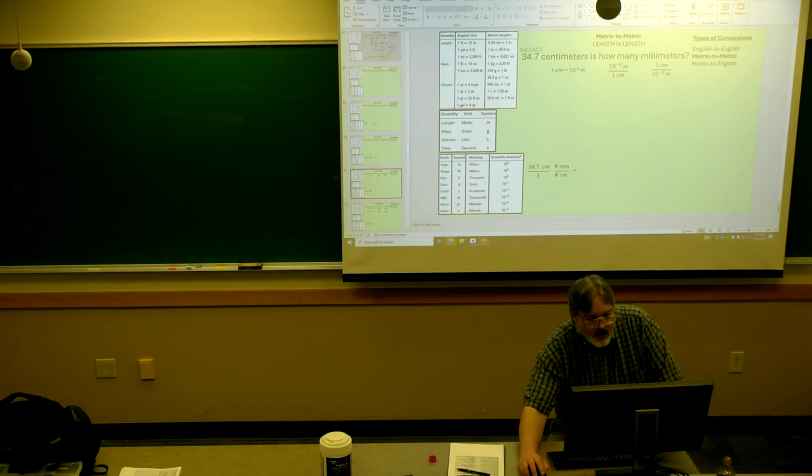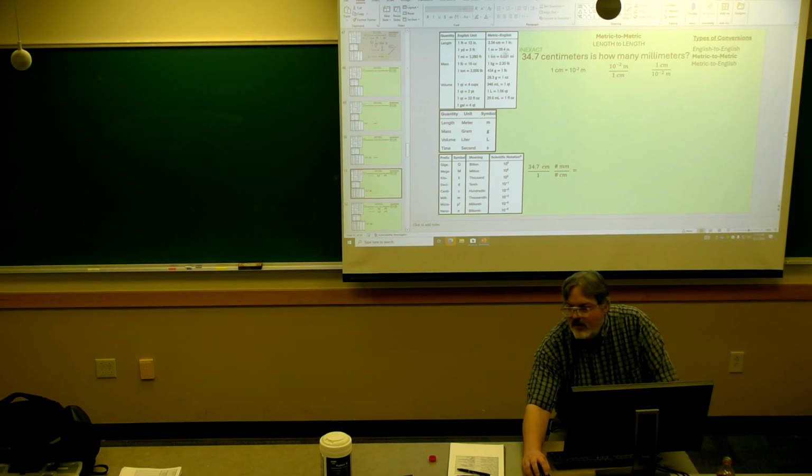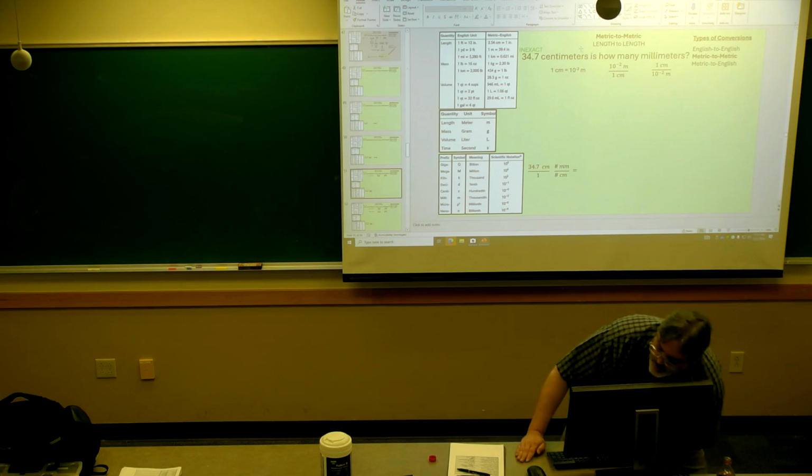So here I've got 1 centimeter equals 10 to the negative 2 meters. That's not in here anywhere. You don't see that. You see 1 foot equals 12 inches. You see 1 meter equals 39.4 inches. But you don't see anything down here that says 1 centimeter equals 10 to the negative 2 meters. So what I'm saying is, 1 centimeter equals 10 to the negative 2 meters. That's how I got this. So if y'all are comfortable with your way of doing this, that's fine.